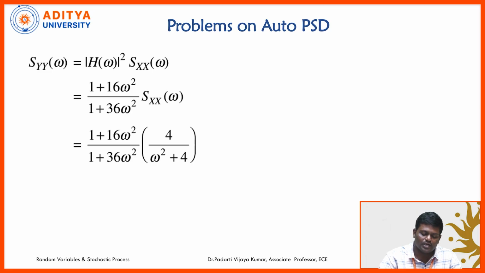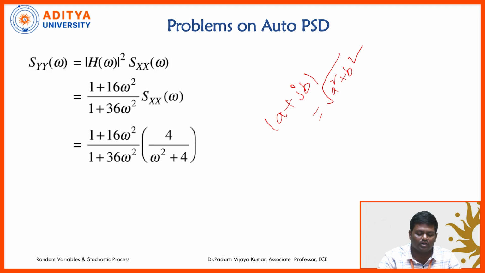So now we know the relation, we can substitute in the relation. We know that the absolute value of a plus jb is equal to square root of a square plus b square. So applying that, we get 1 plus 16 omega square by 1 plus 36 omega square into 4 by omega square plus 4. So the Syy of omega can be computed using this relation.